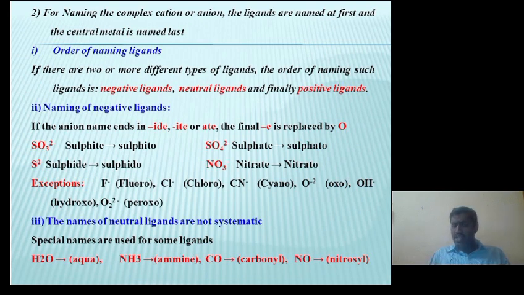And the names of the neutral ligands are not systematic, they have special names. For example, water molecule is called aqua, ammonia is called ammine, carbon monoxide is called carbonyl, and nitrogen monoxide is also called nitrosyl.